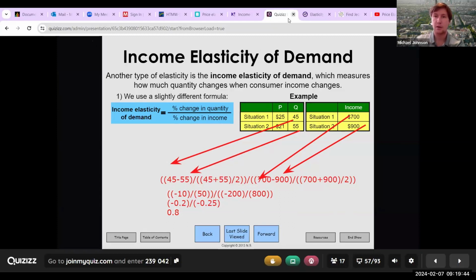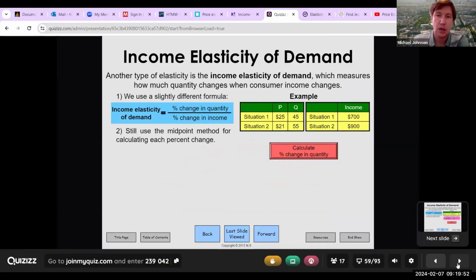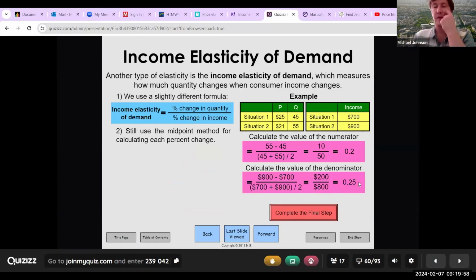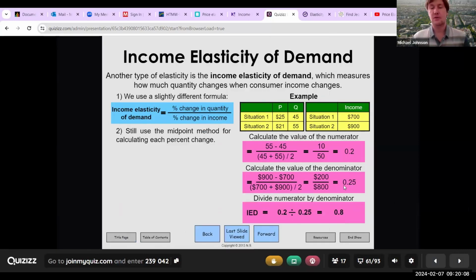Put that in the chat here. So we got that, and now let's see what they get over here. So here, 0.2 on the top, 0.25 on the bottom. So it'd be negative 0.2 divided by negative 0.25. And then it would be 0.8 because the negatives would cancel out.